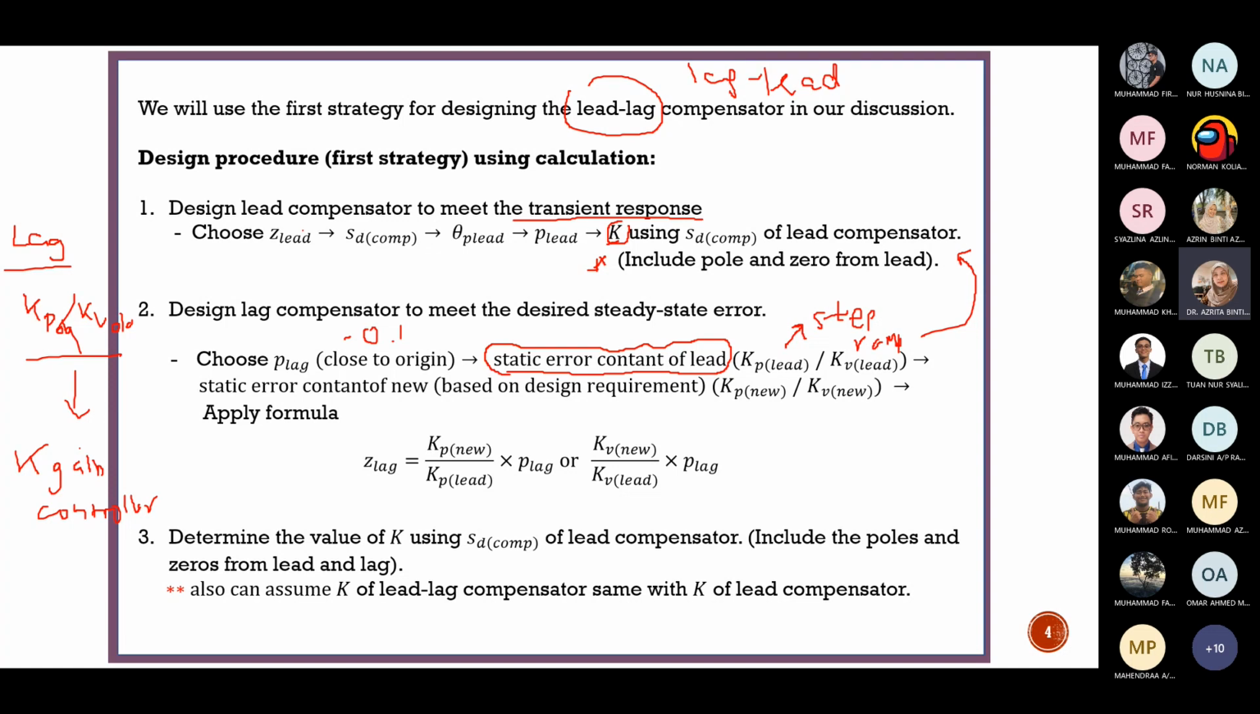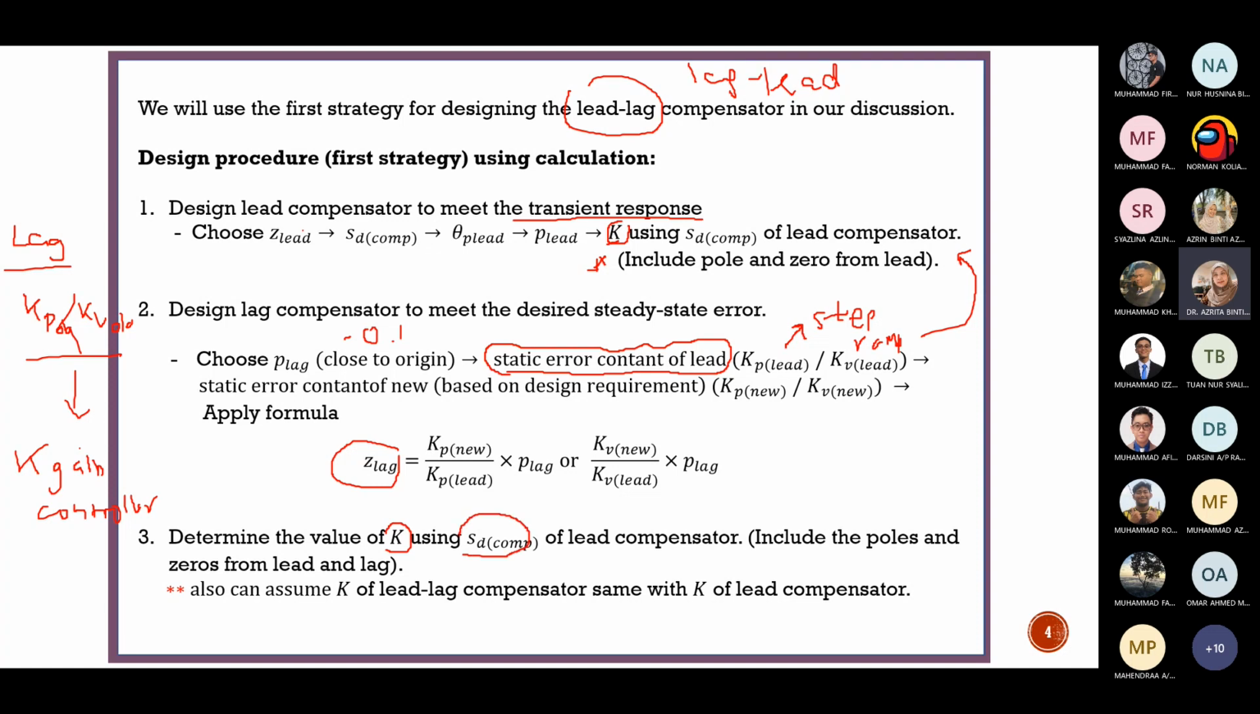And then we find the static error constants of the new system, Kp new and Kv new. This can be found based on the design requirement. Then we apply the formula to obtain the location of Z-lag. After that, we determine the value of K using the ST compensator.